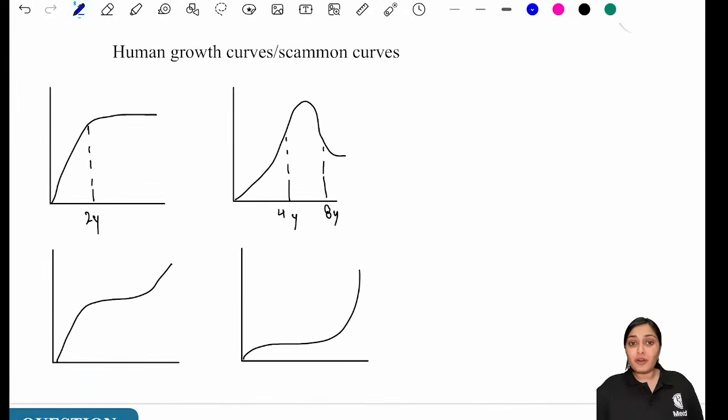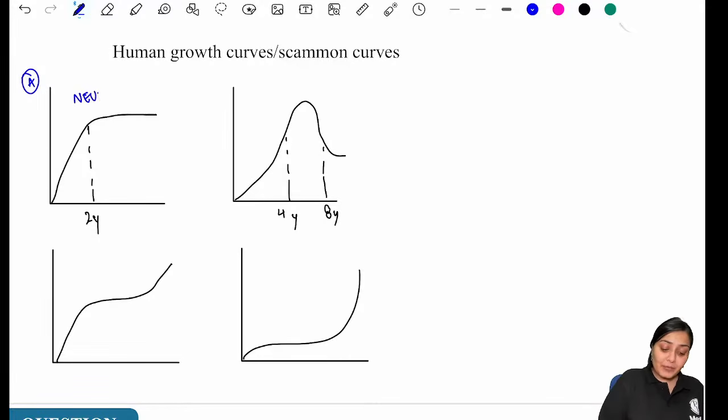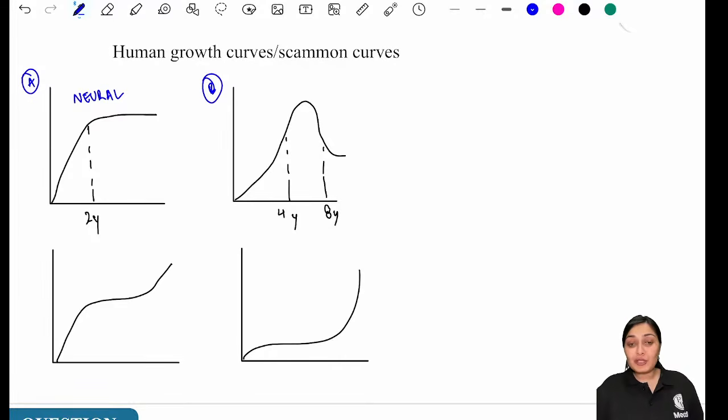I have 4 curves with me. These are the human growth curves or Scammon curves. Let's look at the first graph. What is happening over here? Initially, there is exponential growth of this tissue and thereafter little to no growth. So in the first 2 years of life itself, the growth is enormous and thereafter little to no growth. We just read head circumference, it reaches 90% by 2 years of age. So this is nothing but neural growth. Then we have this curve where there is a peak in 4 to 8 years of life. This is nothing but lymphoid growth.